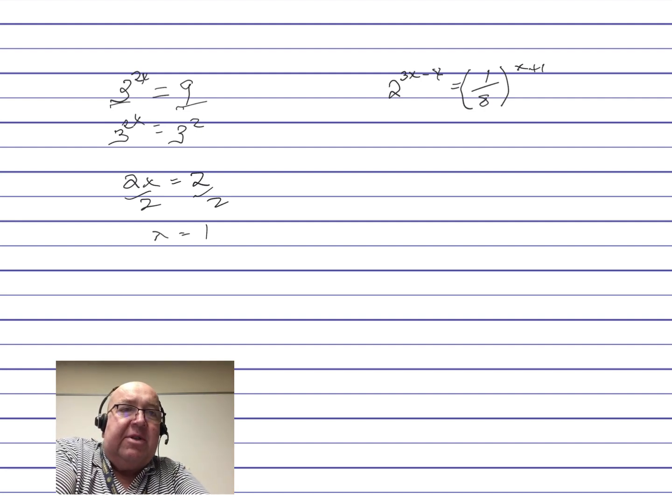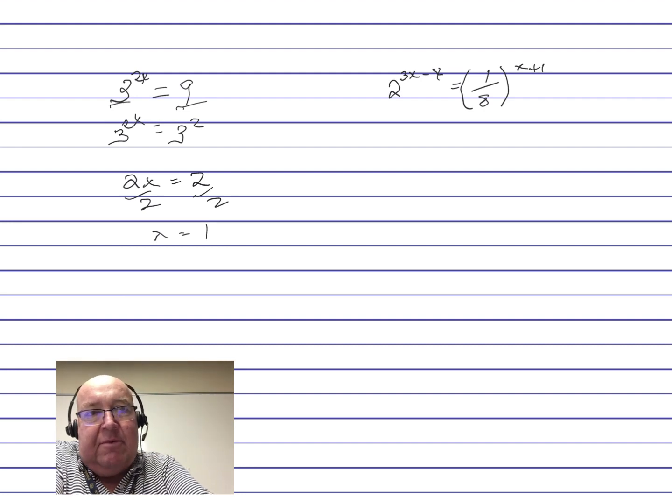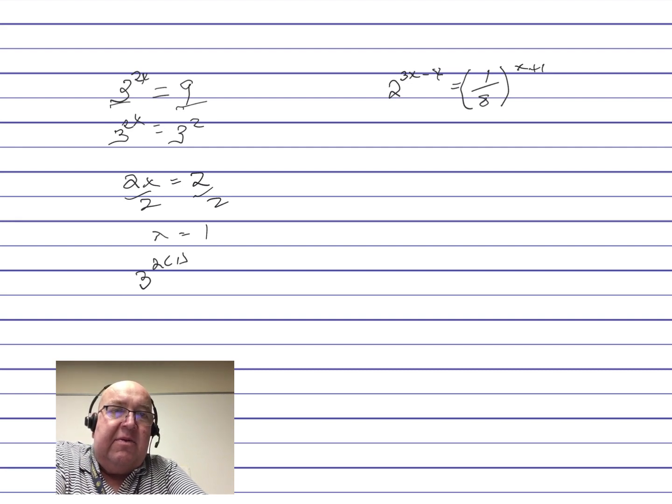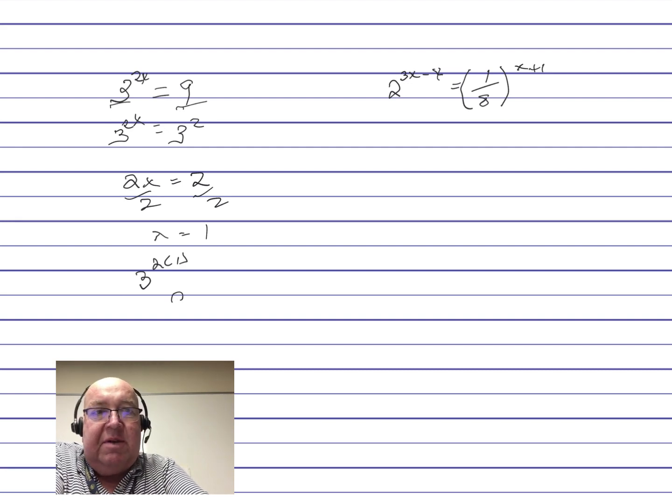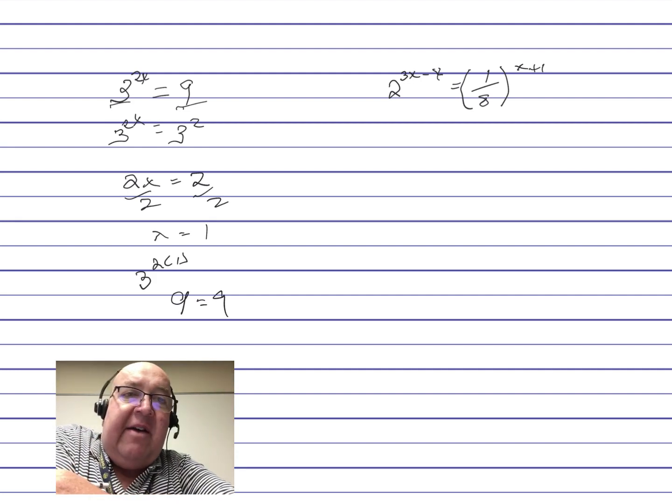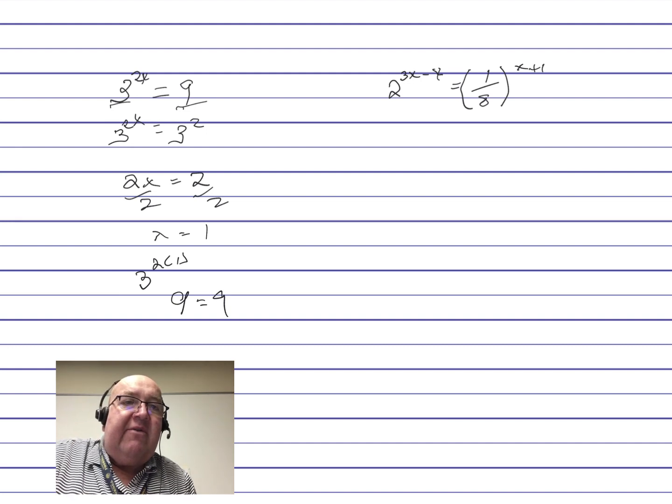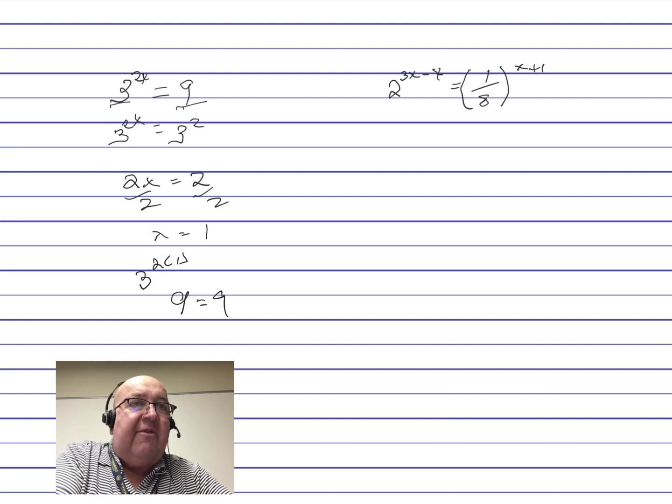So if I were to put that back into the original exponent, I would have 2 times 1, so I would have 3 to the 2 times 1, and that would be 3 squared, which would be 9, and 9 equals 9. So you can check them, you don't have to, but if you have any doubt, that's a way to see if you're getting them right.